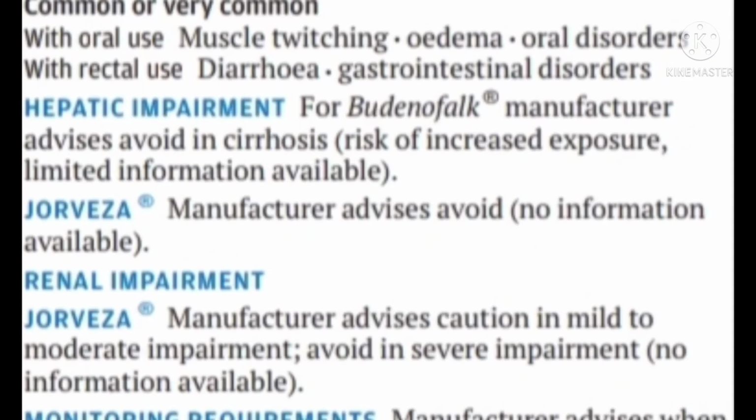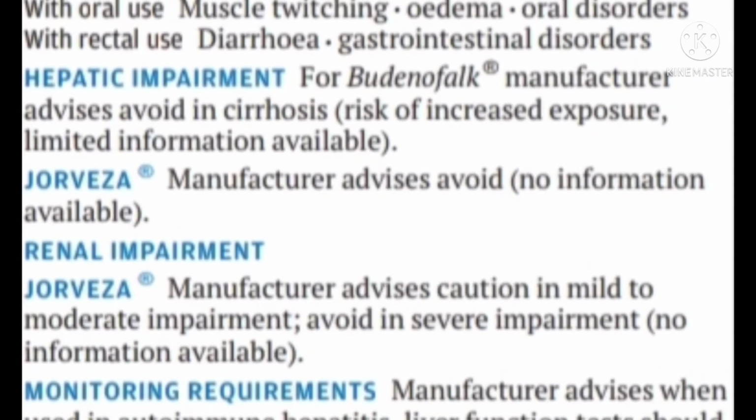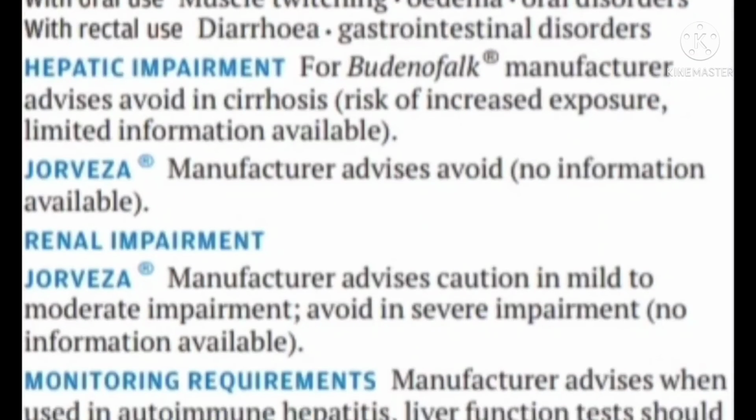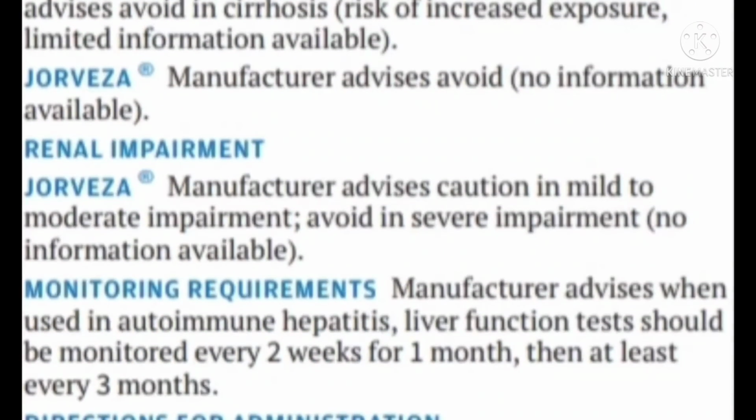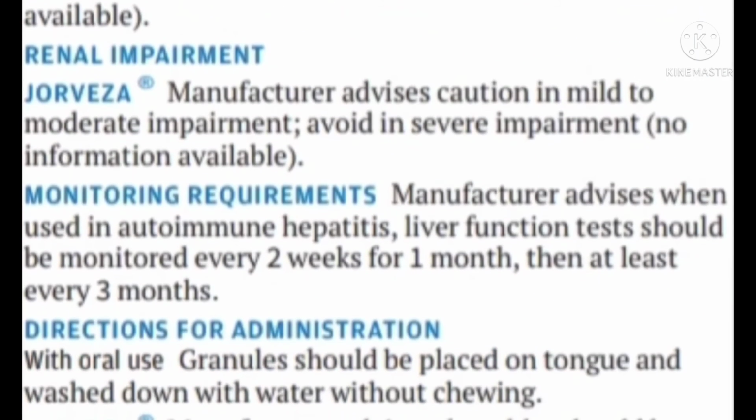With this specific brand, the manufacturer advises avoid, no information available, so it is basically the manufacturer's special advice, not with the generic, only with the brands or the manufacturers. In renal impairment, the manufacturer advises caution in mild to moderate impairment, only with this brand name. Avoid in severe impairment. Monitoring requirements must be advised.